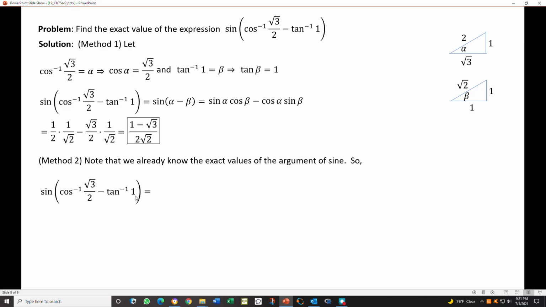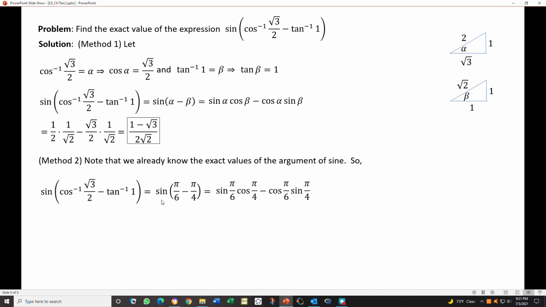Tan inverse of 1, we know the tangent of 45 degrees is 1, or tangent of pi fourths is 1. So tan inverse of 1 is pi fourths. So let's replace by those exact values. Sine of pi over 6 minus pi over 4. Well, subtract the fractions now. Oh, I didn't do that. Subtracting the fractions is not a good idea.